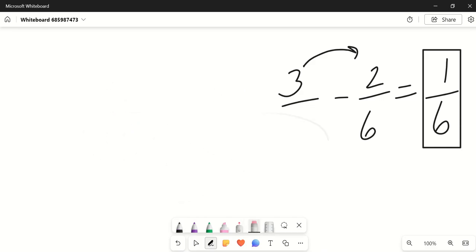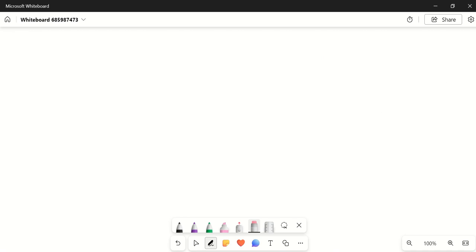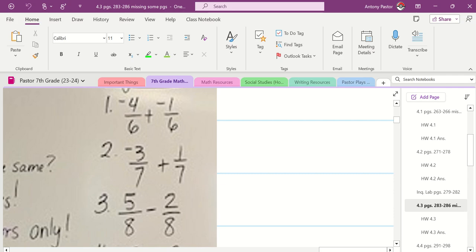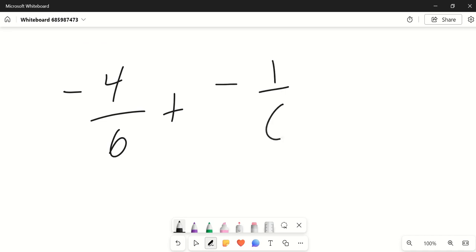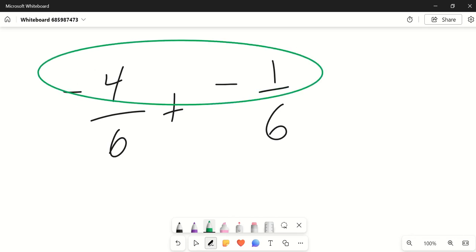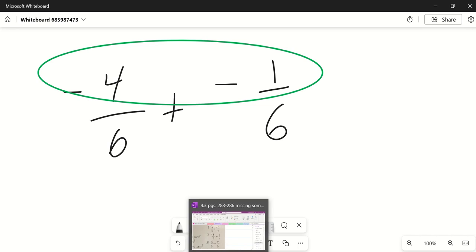Now, both already have common denominators. -4/6 plus, I believe it was, negative 1/6. We're going to take the same ideas we took from last chapter. So this is basically just going to be negative 4 plus negative 1. In order to do that, negative 4 plus negative 1, it's the exact same thing as saying negative 4 minus 1.